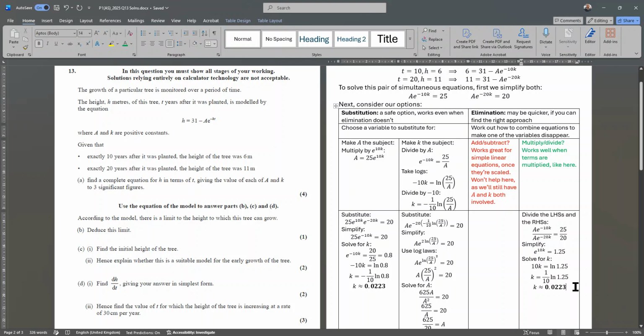Now, I'm not quite done. The question said find a complete equation giving the values of a and k. I've found k, I haven't found a, and I haven't written out the complete equation for the model yet. So I need to go back and find a.